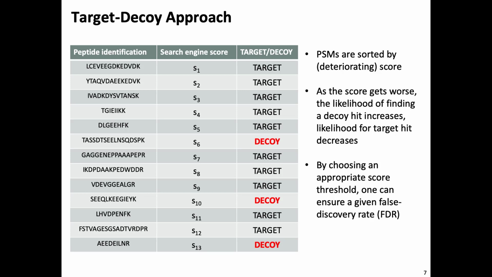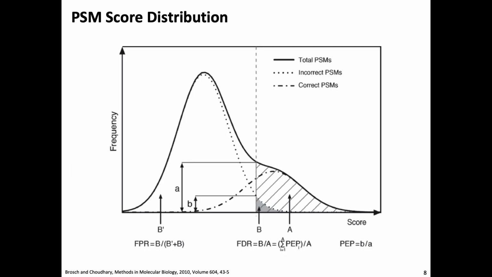How is that done? Well, you can think of these scores that each of these peptide spectrum matches has as coming from two distinct distributions. If you look at all the PSMs, all the identifications that you have, then each of them has a score, and the frequency here tells you how often you see this particular score.